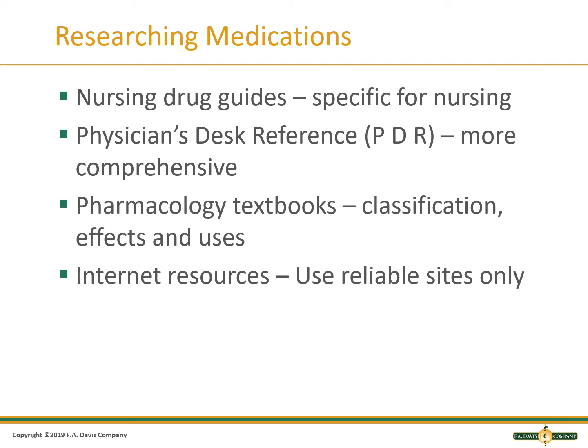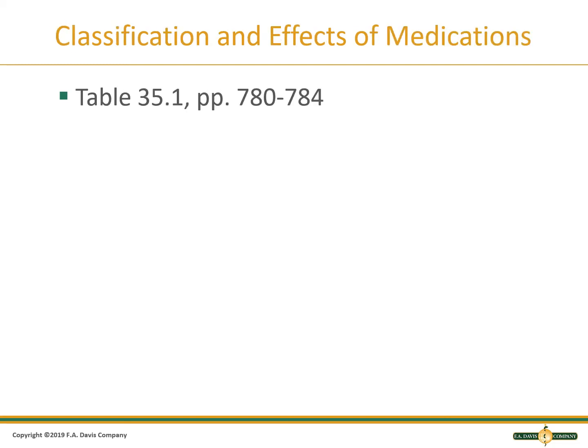Now that we have so much information available on the internet, we want to be sure to use a reliable site to get our information. Most of the information that we'll find on these sites is written for patients, not for nurses or other healthcare providers. In your F.A. Davis book, Fundamentals of Nursing Care, 3rd edition, you will find Table 35.1 on pages 780 through 784, which gives us a classification and effects of medications. Please go through this table and we will discuss this further in class.